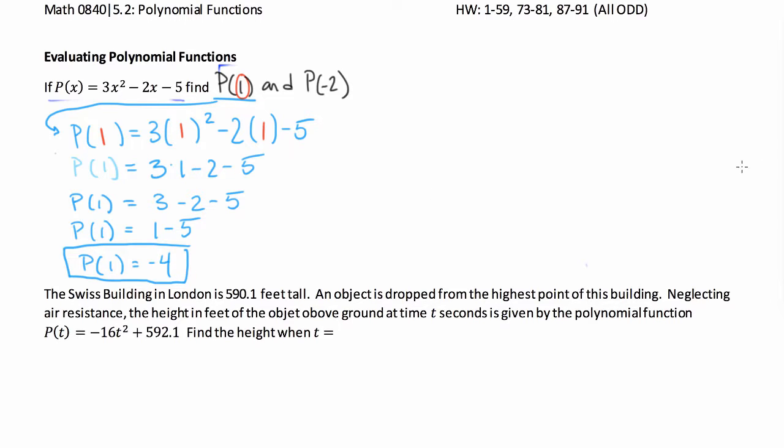So let's take a look at this other one. P of negative 2. I'm going to do the same thing where I just take my function and rewrite it with parentheses replacing my variable. And now the thing that I am plugging into this is negative 2. So p of negative 2 is 3 times negative 2 squared.